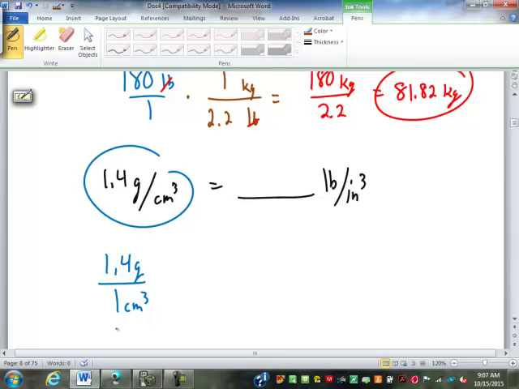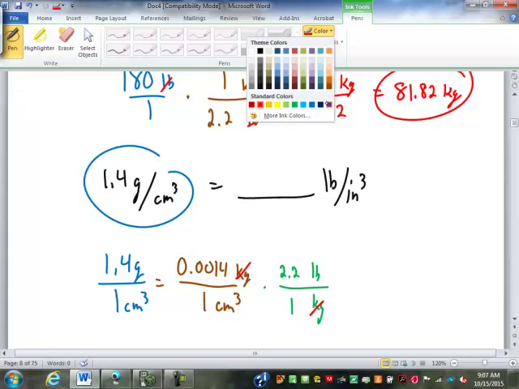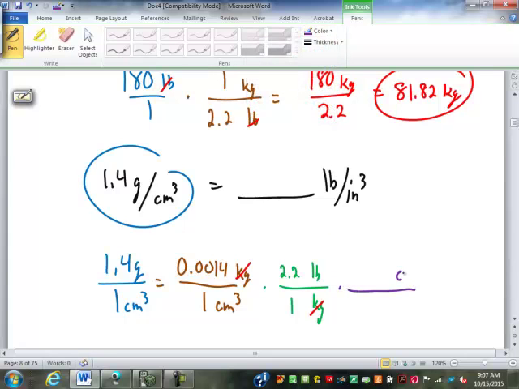Well, I can't go directly from grams to pounds. I have to go to kilograms. So I'm going to change that into 0.0014 kilograms per centimeter cubed. Now I can get rid of the kilograms and go to pounds. 1 kilogram, 2.2 pounds. So the kilograms are now gone. I still have to get rid of the centimeters cubed.